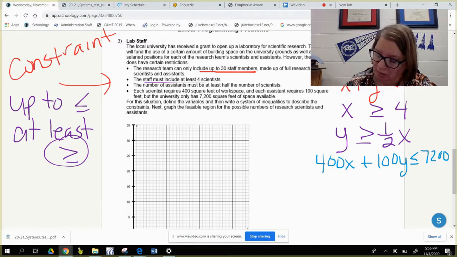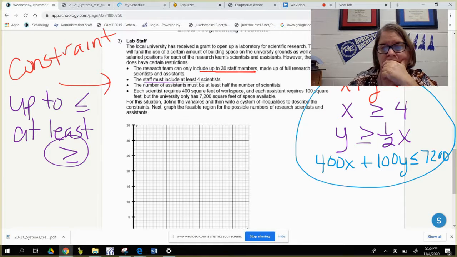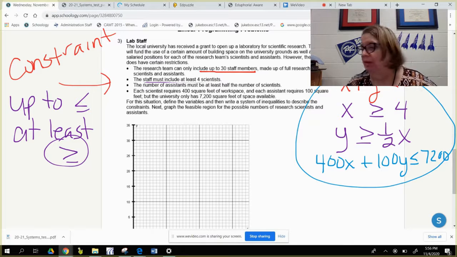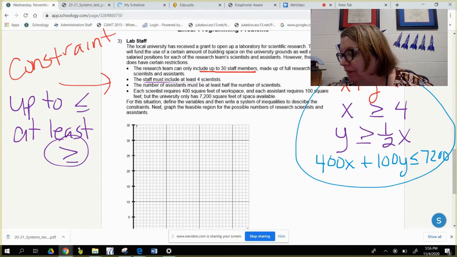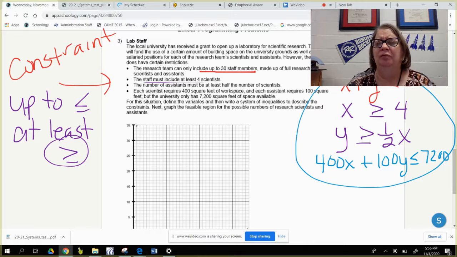All right, so here are your inequalities. Okay. You would graph these. You could solve them for Y and graph by hand, or you could use Desmos. Okay. I'm looking for my paper. Give me a second. There it is. Okay.